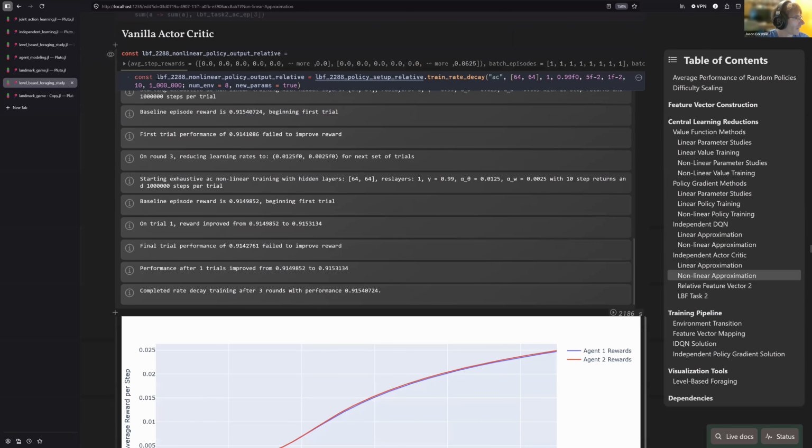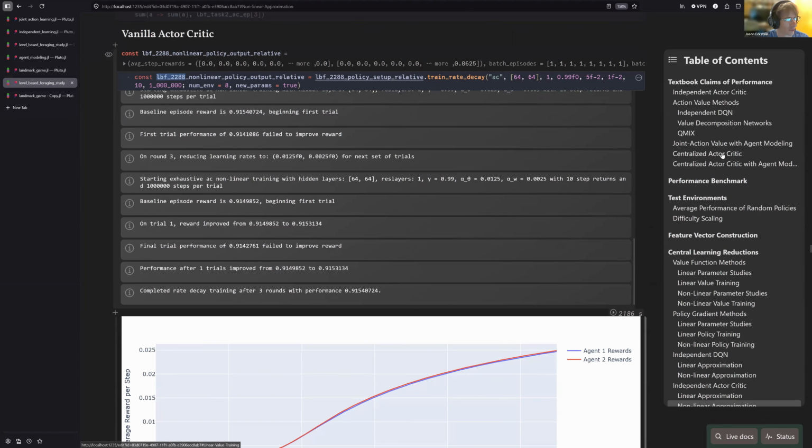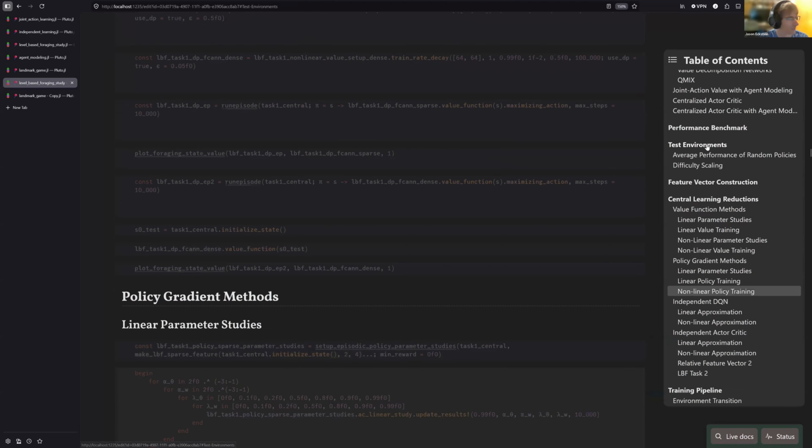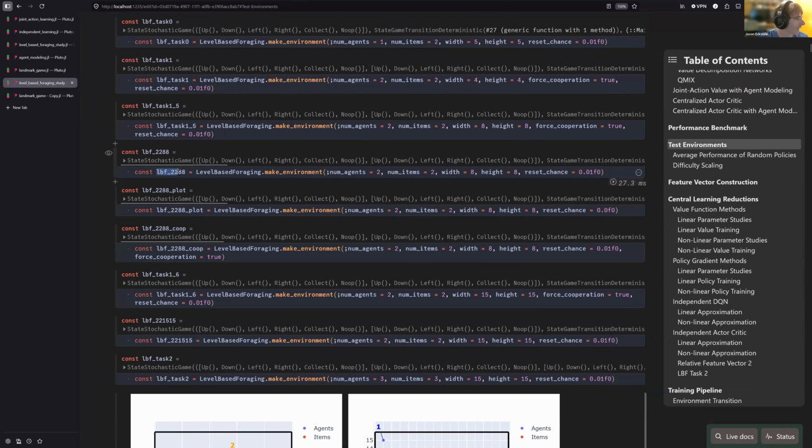Okay, so I have this version of the problem. I'm calling it here this variation, LBF just means level-based foraging. So here I'm labeling it 2288. I just started naming it like this, so it's a little easier to distinguish the different environments. But this just means when this environment is initialized, there's two agents, two items, and then this is an 8x8 grid. You can see that's what's shown here. And this is not a case where all of the items require cooperation. This is going to have a mixture. So some of the items could be collectible by a single agent. Some of them will need coordination between the two agents.